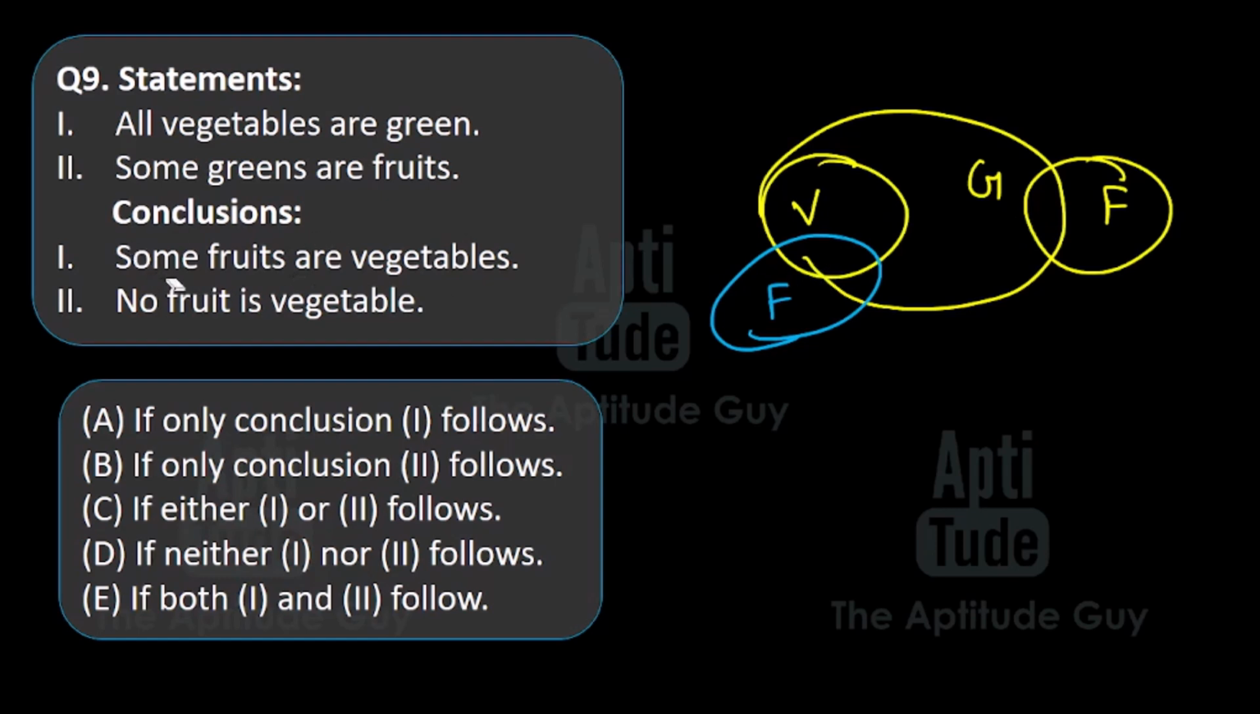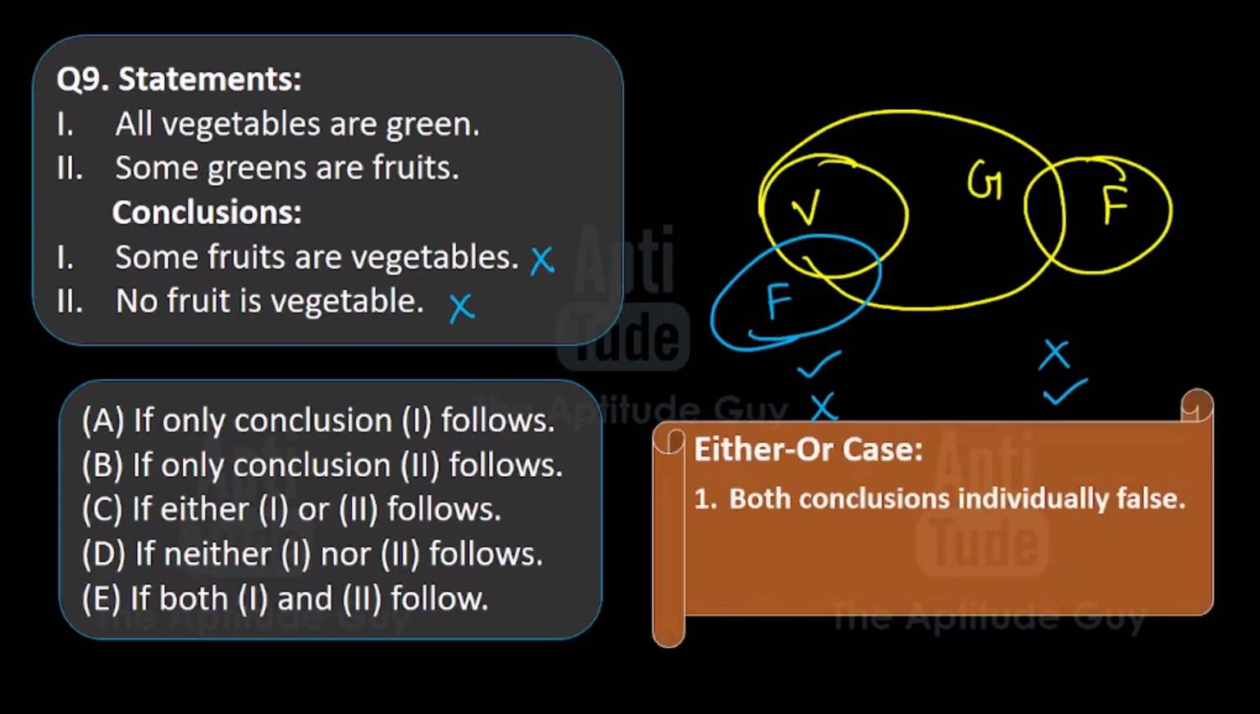Conclusion 1. Some fruits are vegetables. Are some fruits vegetables? In the blue one, yes, some fruits are vegetables, but in the yellow one, no fruit is vegetable. So, the first conclusion is wrong. Second one, no fruit is vegetable. In the yellow possibility, no fruit is vegetable, yes. In the blue possibility, some fruit is vegetable, so that is false. So both of them are individually false. But does this mean that the answer is option D? Not so fast. We know that in the either or case, the first one is both the conclusions are individually false. Cool, but we cannot be sure that the answer is option D.